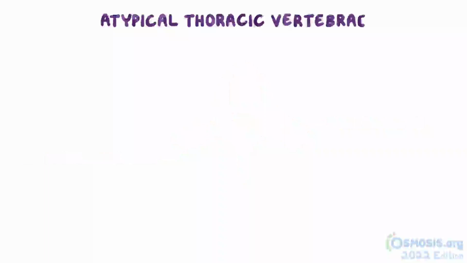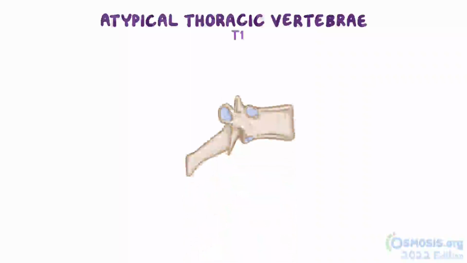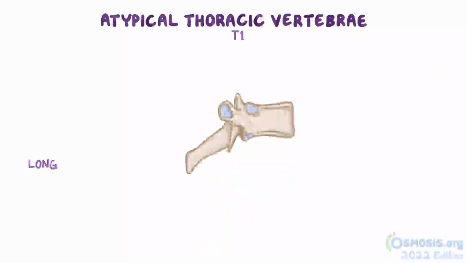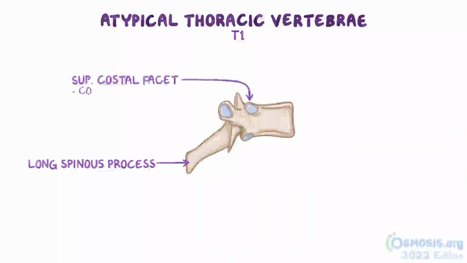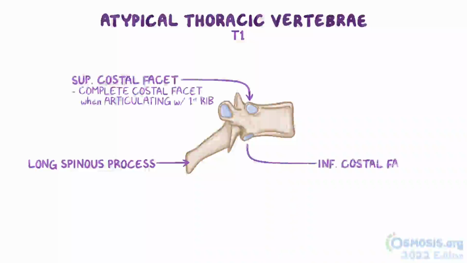And now, just a few words on the atypical thoracic vertebrae features, which are T1 and T12. T1 is similar to the C7 vertebra, so it has a long, nearly horizontal spinous process, similar to that of C7. Furthermore, the superior costal facet of T1 is a complete costal facet and not a demifacet when articulating with the first rib, where its inferior costal facet is a demifacet for the upper half of the head of the second rib.